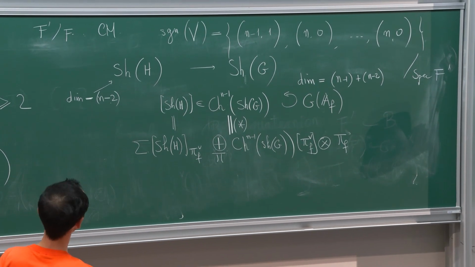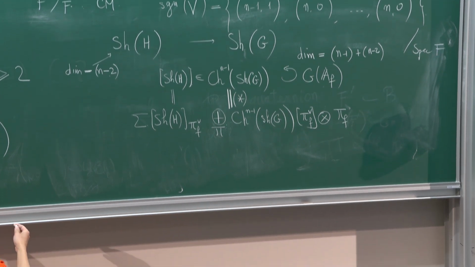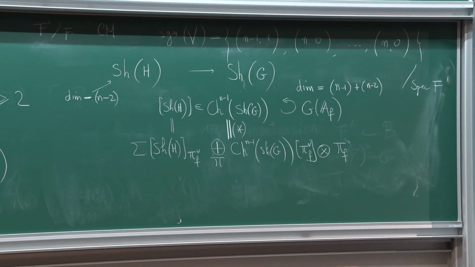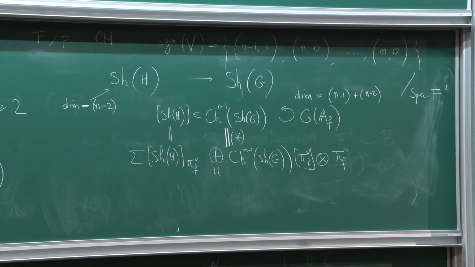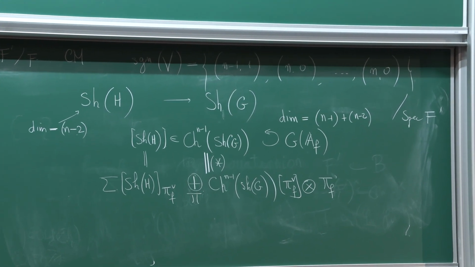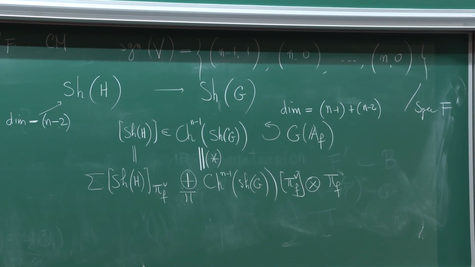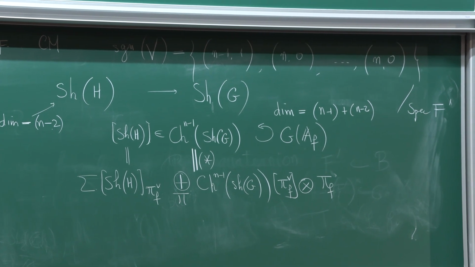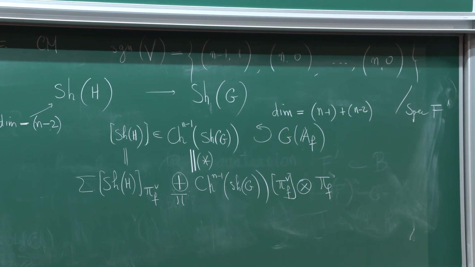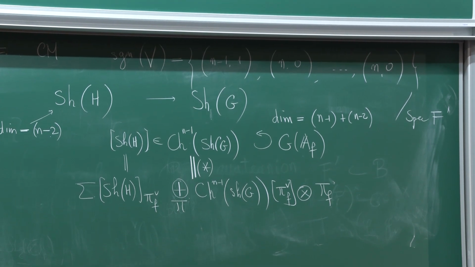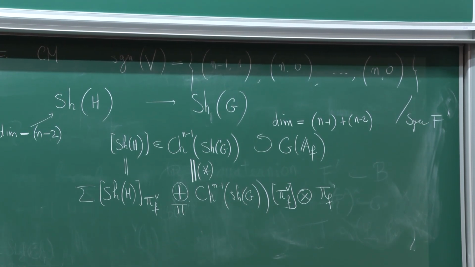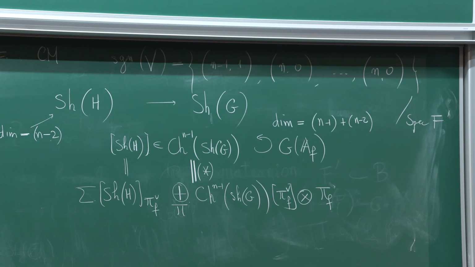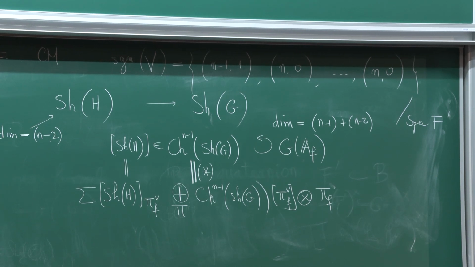So if I have this decomposition, you can make this work for the periodic height pairing. On the Chow group level, we don't really have this decomposition, but when you work with the periodic height, you can actually make this work.